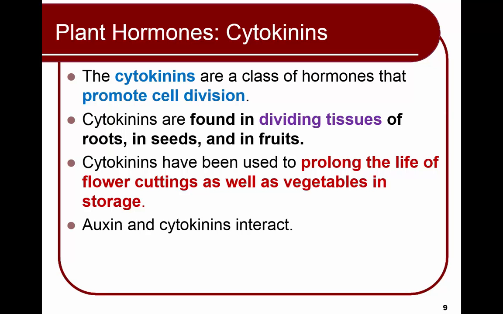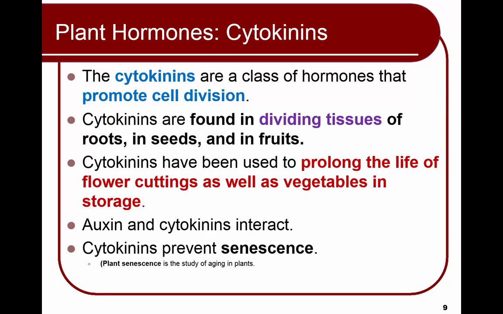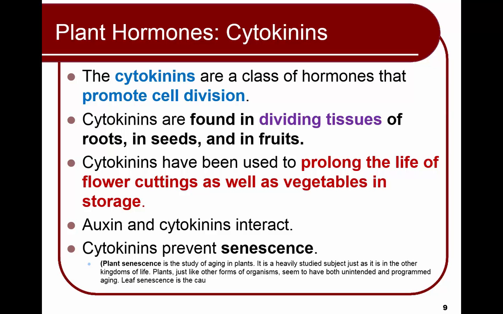Auxin and the cytokinins can interact, and the cytokinins actually prevent senescence, which is the aging of the plant. And so it keeps that plant, those flowers, lasting longer. The reason that we have our leaves turning colors in the autumn is because of leaf senescence that occurs. But now, these cytokinins don't affect the whole plant at one time. It's just different parts of the plant.